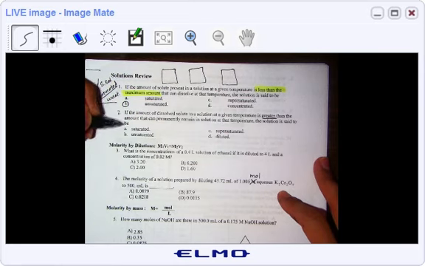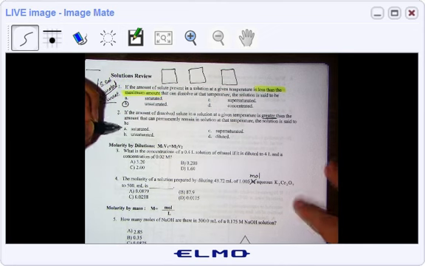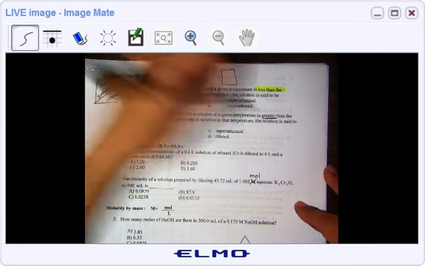So number 2, if the amount of dissolved solute in a solution at a given temperature is greater than the amount that can permanently remain in a solution, it's said to be saturated. Oh, it says greater, supersaturated.